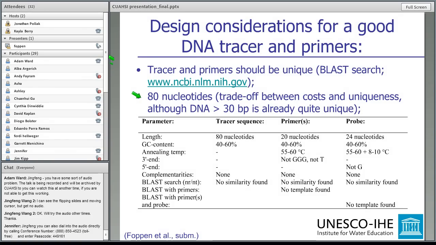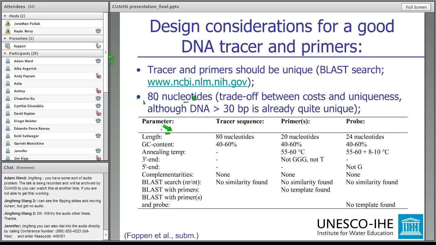We chose to do 80 nucleotides. On the one hand, building DNA costs money, so it shouldn't be too big. Each and every nucleotide that you add has a cost, but it should also be unique, so you shouldn't have too few nucleotides. Your DNA tracer shouldn't be too small. But 30 base pairs or 30 nucleotides is already quite okay and already quite unique. Nevertheless, we chose our DNA tracers to have a length of 80 nucleotides.